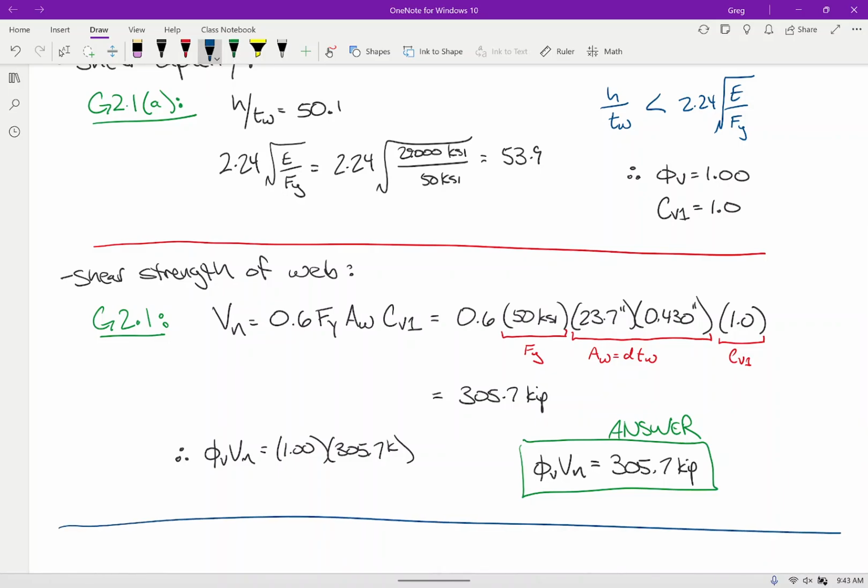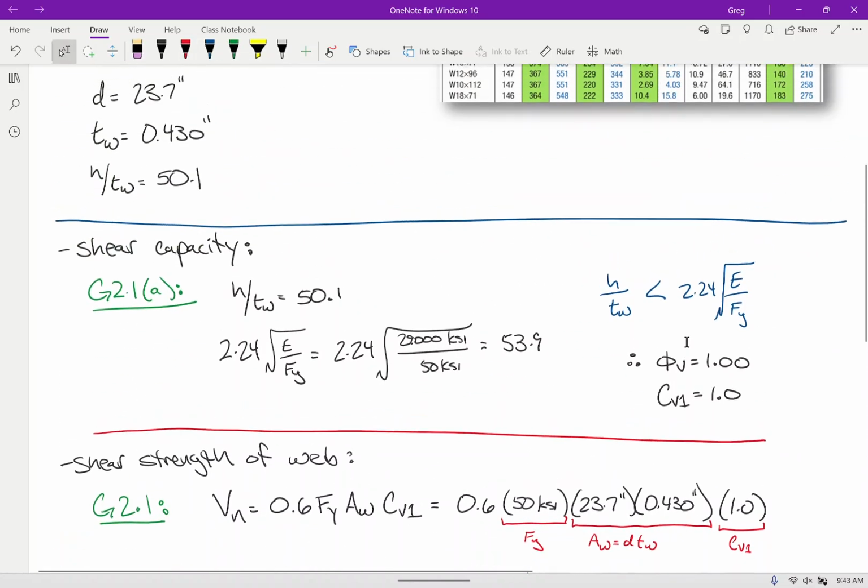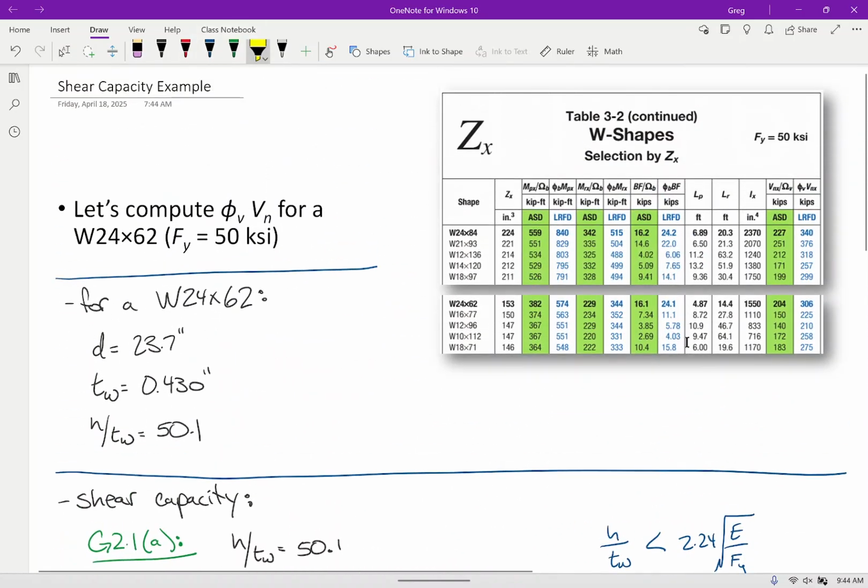Boom. And by the way, what did Table 3-2 list as the spec? 306. So if we go back up here, W24 by 62, we're looking at that value right there, 306. Not too bad, right? Pretty straightforward.